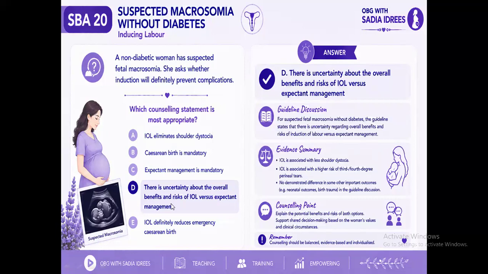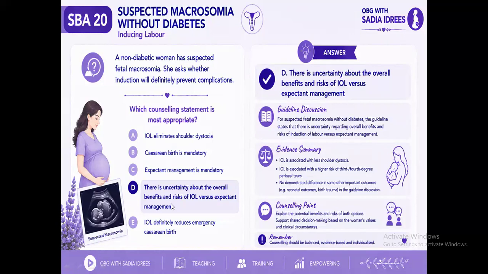I cannot tell this woman induction is definitely better. I can also not say expectant management is definitely better. I certainly cannot say you have a big baby, therefore C-section is mandatory. Instead, I explain the available evidence, the uncertainties, the potential benefits and harms, and then make a decision with the woman based on individual circumstances and preference.